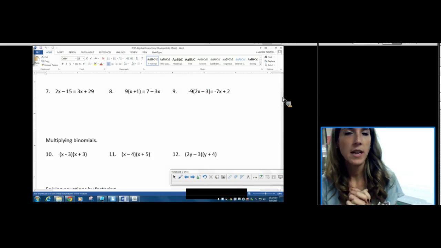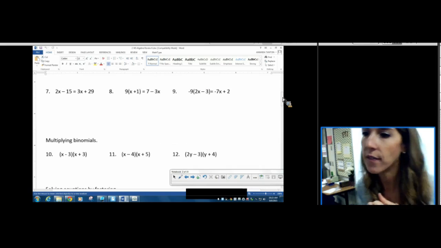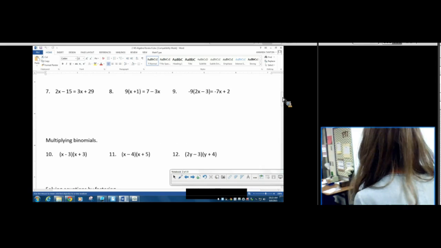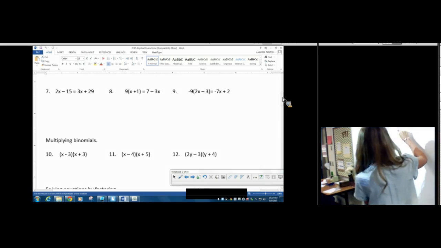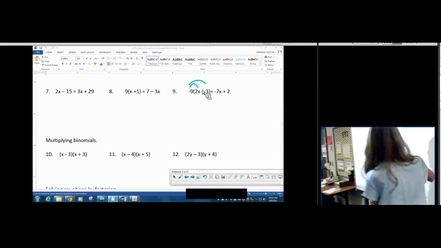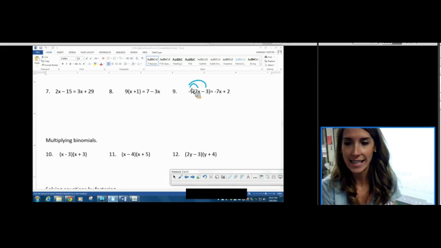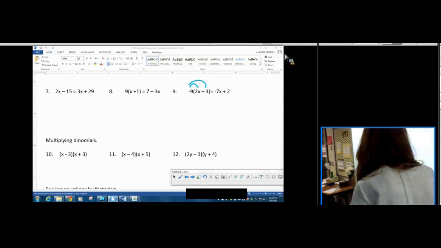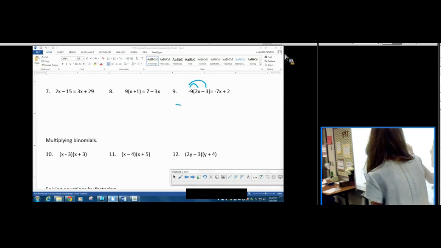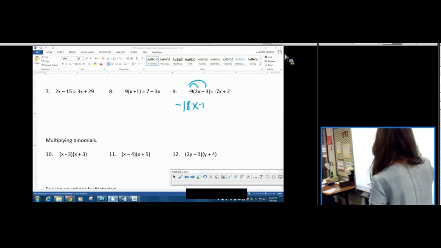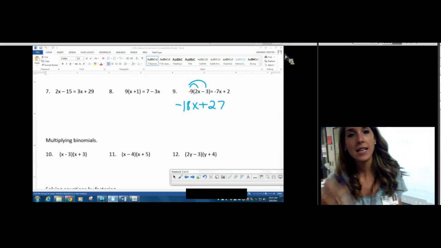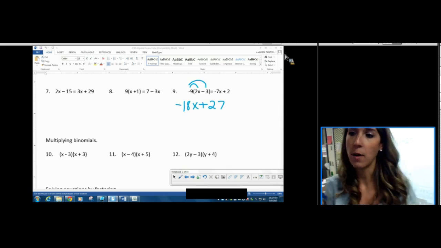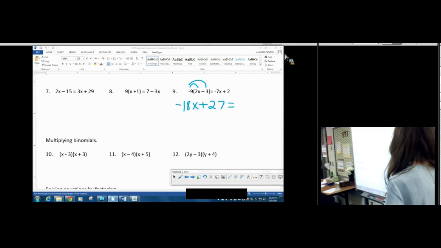Now let's look at number 9. I wanted to throw one in there that involved distributing. The first thing that you would do before anything else on number 9 is distribute that negative 9. It's not a 9, it's a negative 9. So be careful. Cursor's in the way. Okay, so we get negative 18x plus 27, because the negative 9 times the negative 3 is a positive 27, equals negative 7x plus 2.